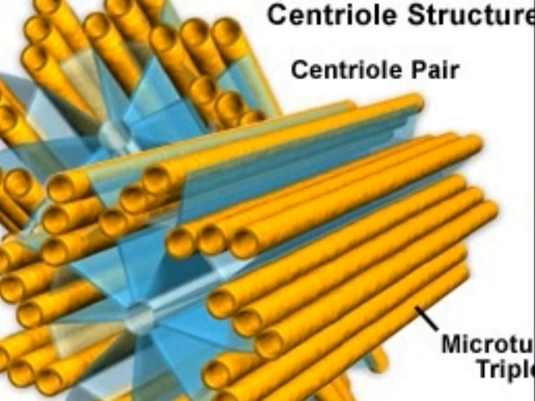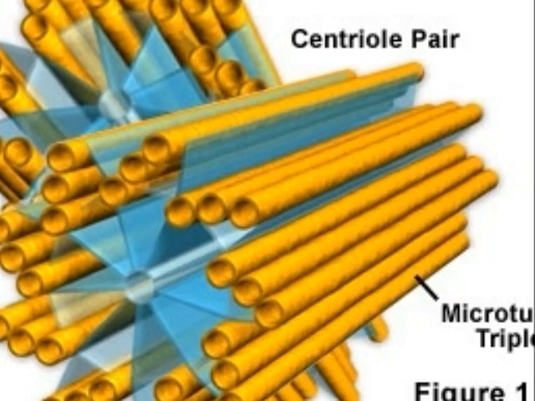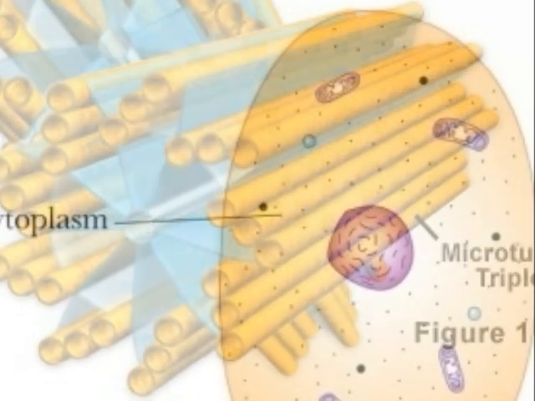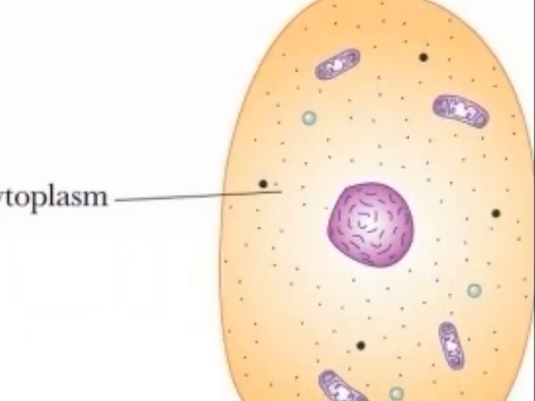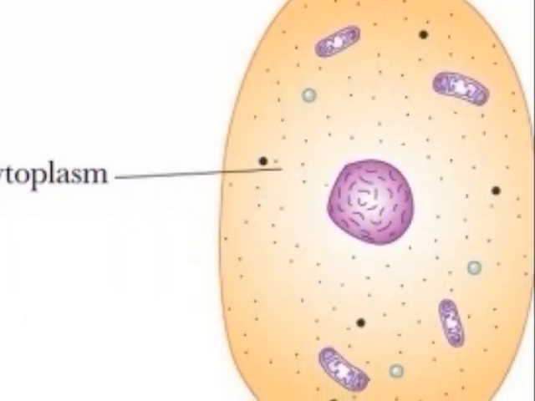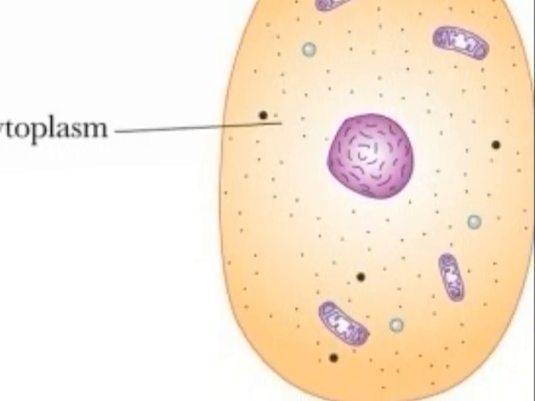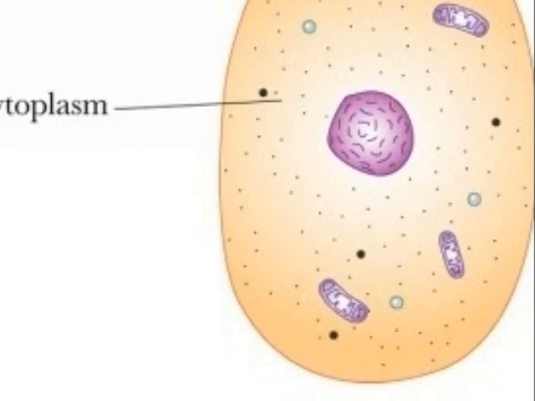These here are called centrioles. Centrioles organize chromosomes and prepare them for cell division. Right here is cytoplasm. Cytoplasm is everywhere in the cell, surrounding every organelle. Cytoplasm consists of mostly water and enzymes, which create a gel-like appearance.